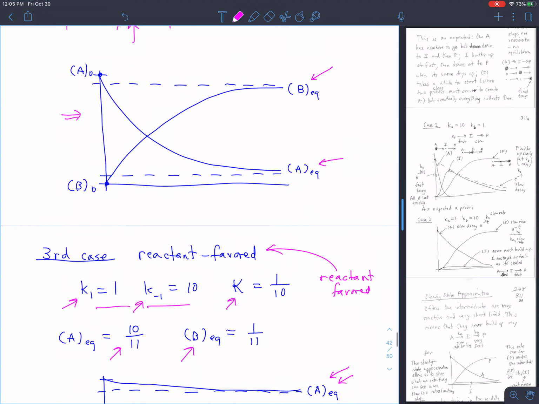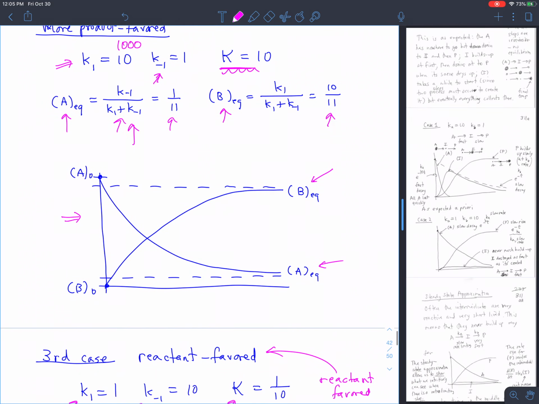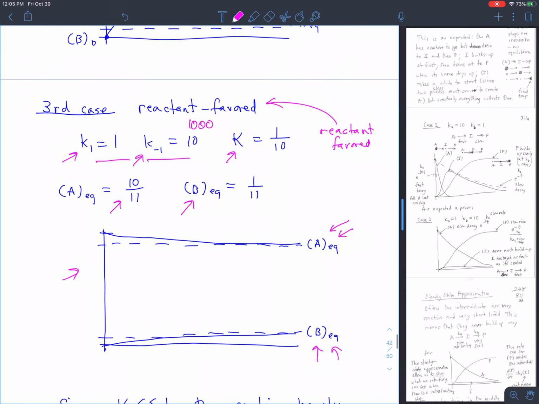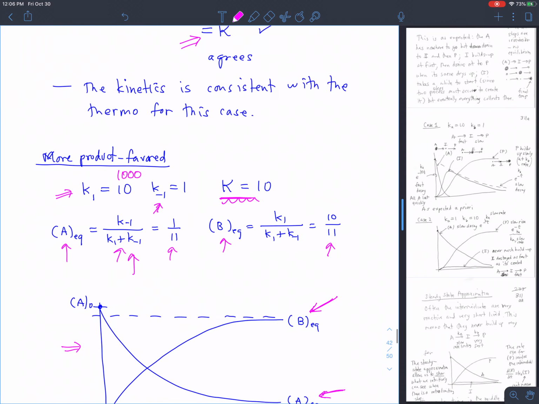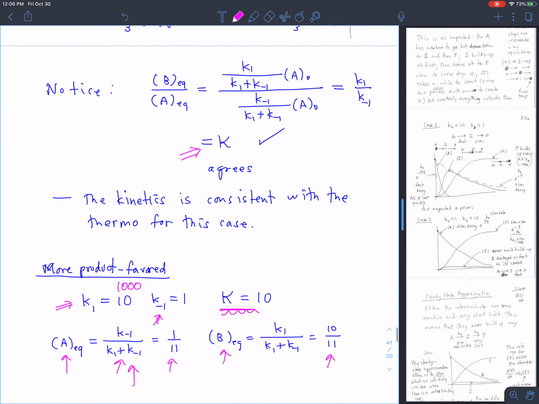And of course, you can see from all of this that if I change this to 1,000 or something like that, we're just going to get more and more extreme cases. We're just going to get more and more B at the end and less A. And again, if I made this 1,000, I would get less and less B at the end and more A. Basically, I would hardly get any reaction at all since I started with all of A. So from these cases, you can see the full range of what the possible behaviors are for this very simplest of all mechanisms.